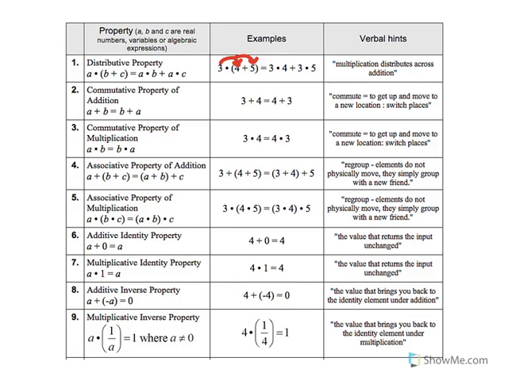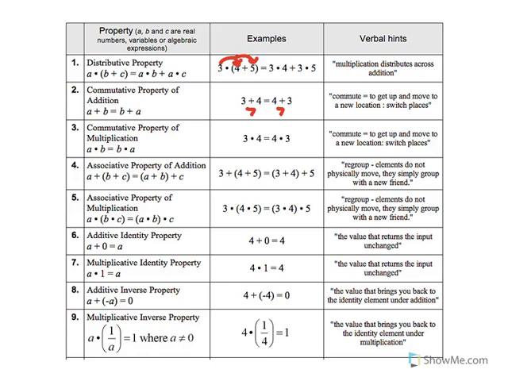The next property is called the commutative property of addition, and that's basically you can add anything in any order. So A plus B equals B plus A. It doesn't matter the order because you're going to get the same result. For example, 3 plus 4 will in fact give me 7. And when I do 4 plus 3, I will still get 7. So the order does not change the answer that you will get when you add these two numbers up.